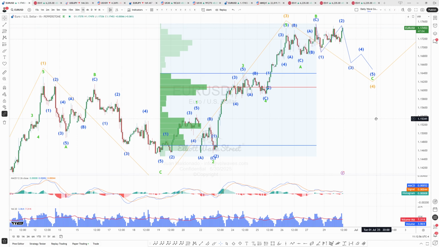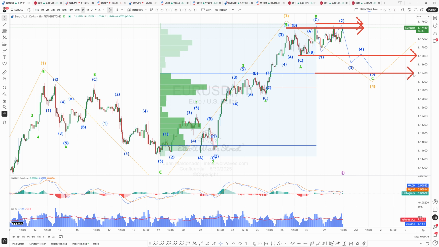Our main bias on the euro is bullish. We are looking for continuations. However, in this current market cycle, we are likely to have a little retrace back to the 116.80 area. It could go back to the 116.40 area. And then the plan is to continue with the trend.